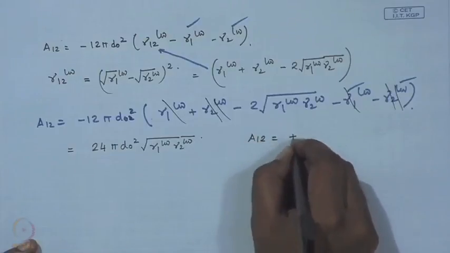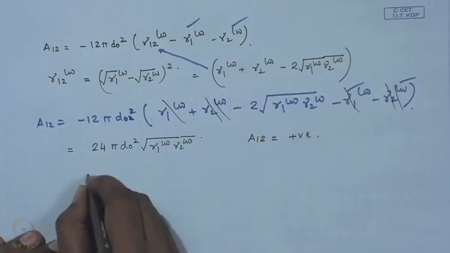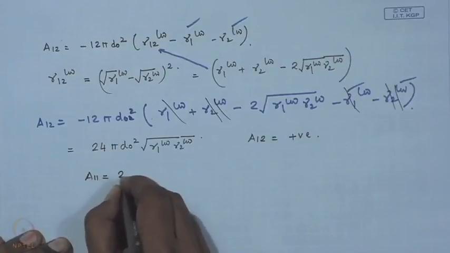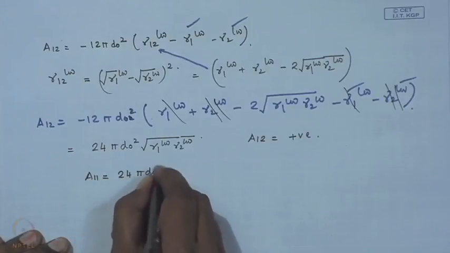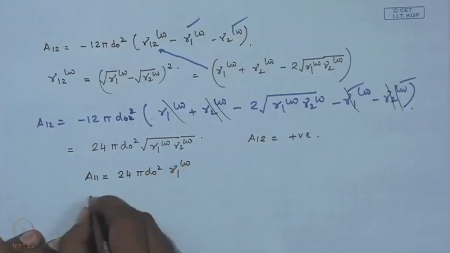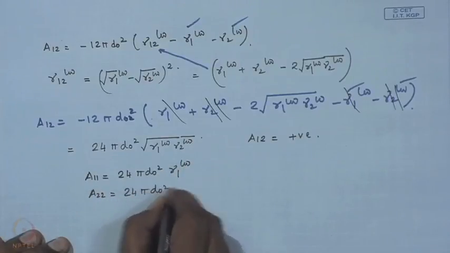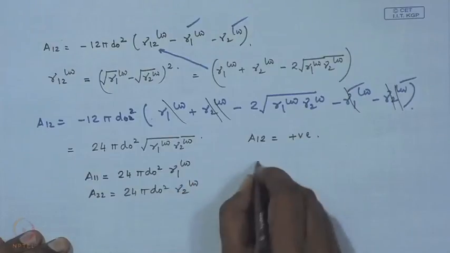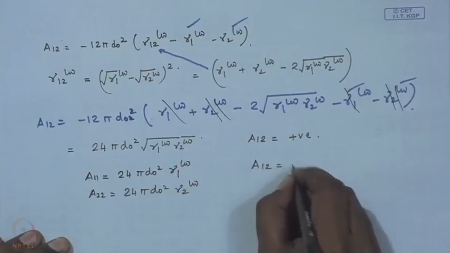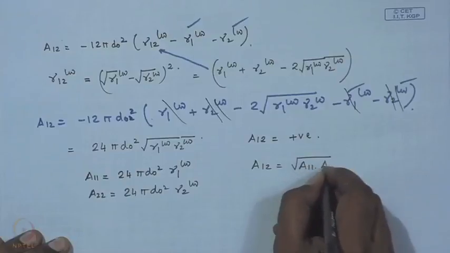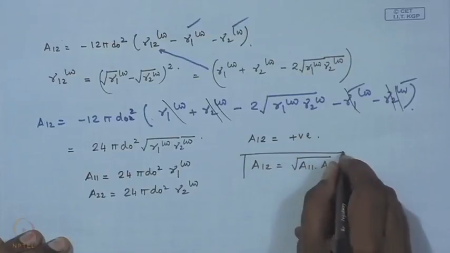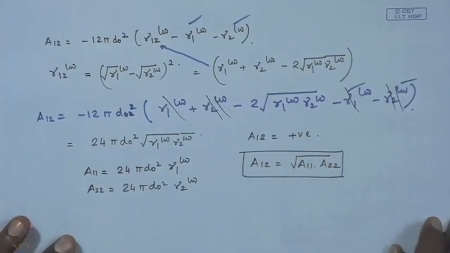This gives that A12 is always positive. Also, considering that the expression of A11 is 24 pi d0 square gamma 1 LW, and similarly the expression of A22 will be 24 pi d0 square gamma 2 LW, one can get A12 is equal to under root of A11 into A22. We will start our subsequent discussion from this point. Thank you.